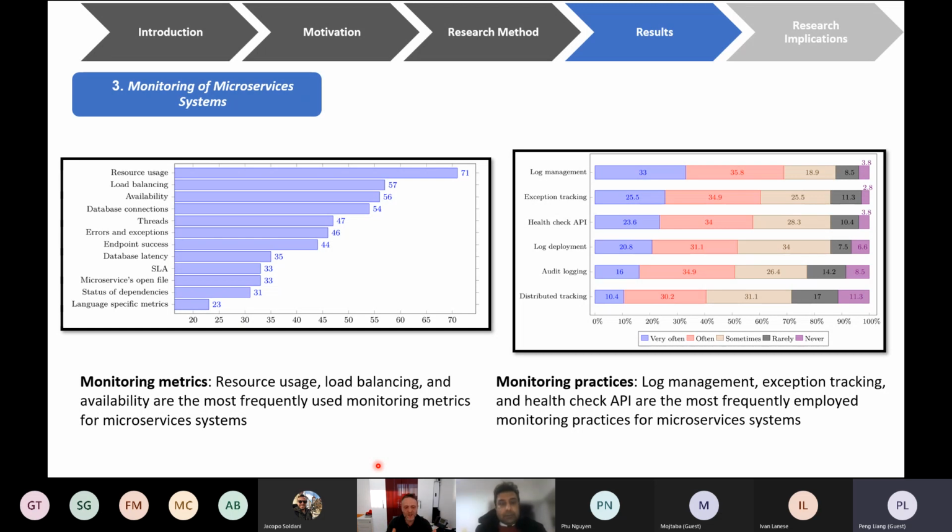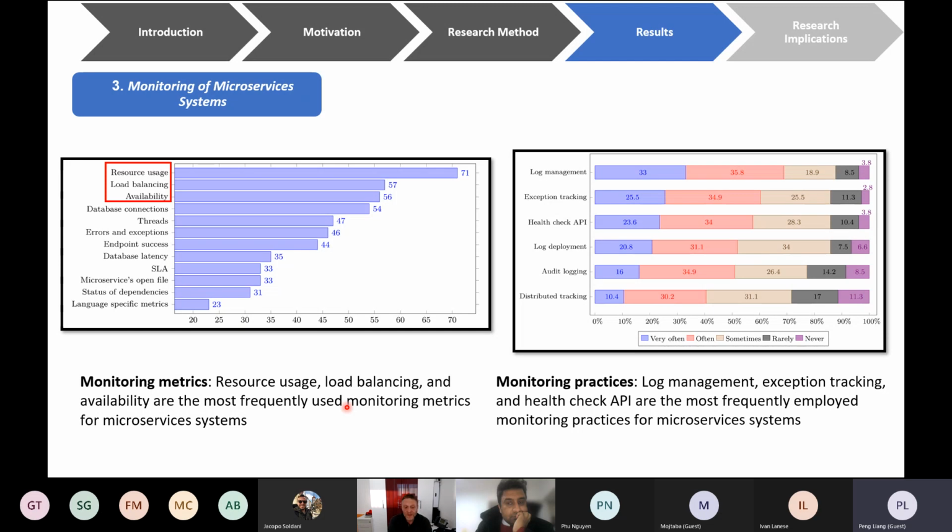So having this in mind, we defined a question containing 13 monitoring metrics that we identified from the grey literature, and we asked the practitioners what the used metrics are. The participants replied that the most popular monitoring metric is resource usage, more or less 67%, followed by load balancing and availability.